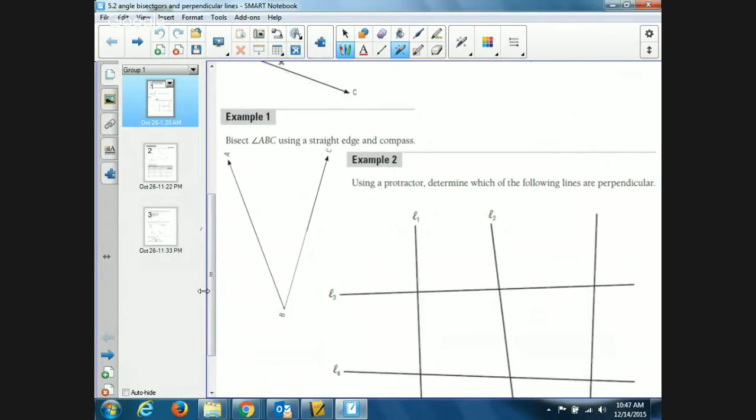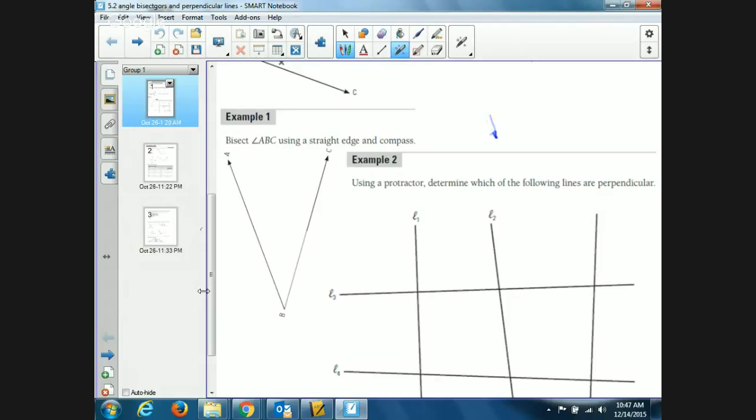Using a straight edge, so a ruler, but you don't have to use the centimeters. Any straight edge will do, and a compass. Now, a compass, because you can't see it on the video, is a needle with a pencil on the other end. You've got your needle here, and then usually there's a little holder to hold the pencil in, and you swirl it around and make circles, etc.